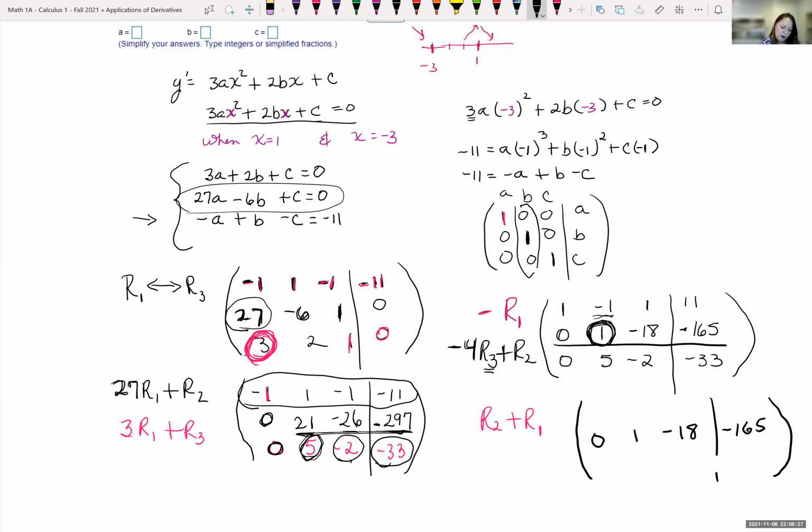Okay, so row 2, 0 plus this 1 is 1. Row 2, 1 minus 1 is 0. -18 plus this 1 up here, that's -17. -165 plus 11. So that's going to be -154.